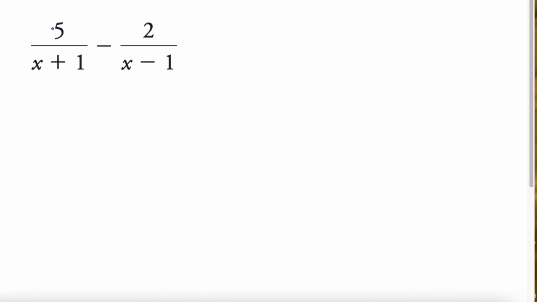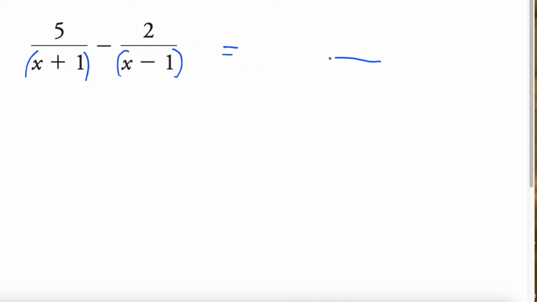So here we have our second example. We have 5 over x plus 1 minus 2 over x minus 1, right? So we're going to apply the same rules over here when we subtract these two polynomial fractions. So let's go ahead and just put brackets over here, right, to know that this is one term. So now let's see what we can do. What's the first thing that we do whenever we do this?